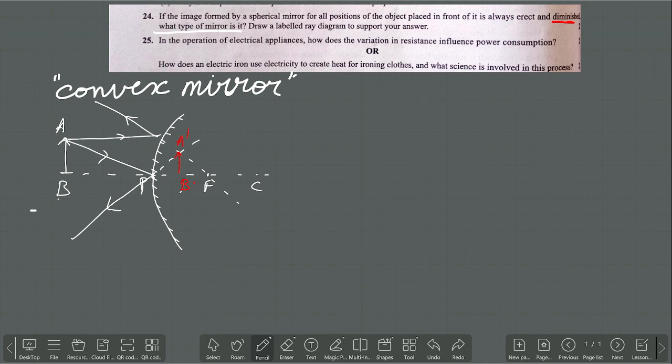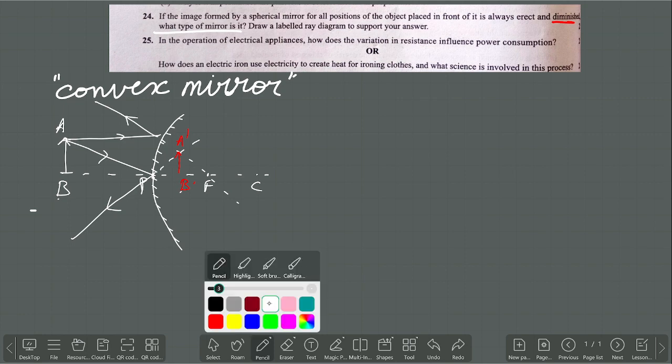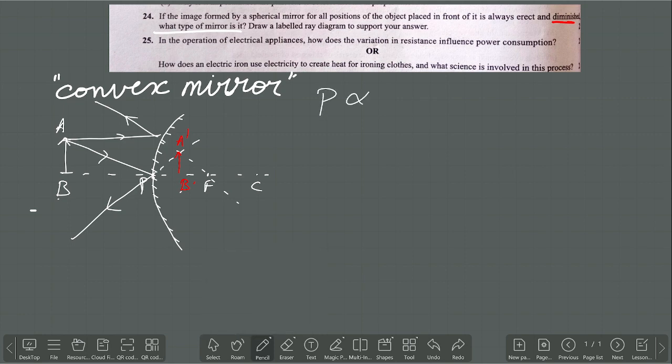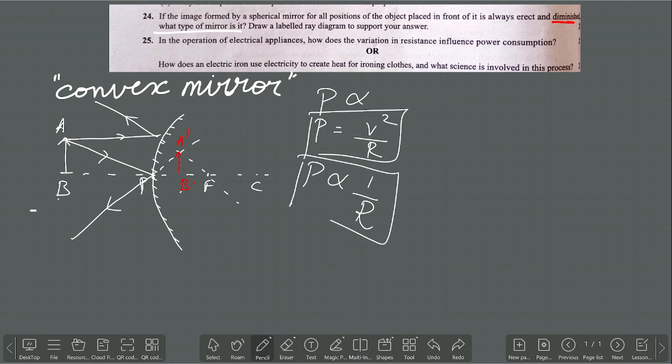Next, in the operation of electrical appliances, how does the variation of resistance influence the power consumption? The formula here is power is equal to V square by R. Clear? So you can say that power is inversely proportional to the resistance.